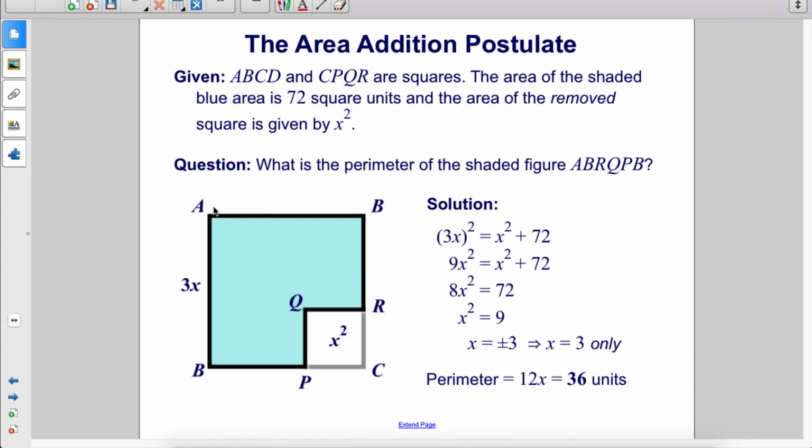Alright, so we have the area of the square, the large square, 3x squared, equals this portion, x squared, plus 72, which is the area of the blue region. Then we solve for x. We get that x could equal plus or minus 3, but since we're dealing with areas, we only want the positive result, so x equals 3. The perimeter equals 12x. When you plug in x, you get 36 units.